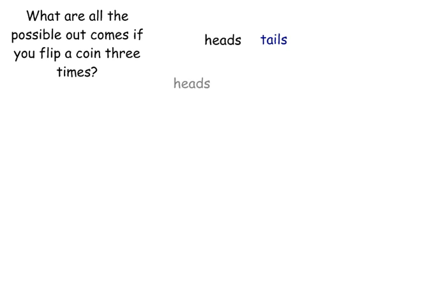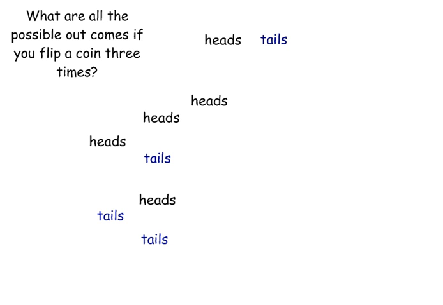On the first flip, we could get heads, or we could get tails. So those go in our first column. The second column will represent the second flip. We could get heads and then heads, or heads and then tails. If we get tails first, we could get tails and then heads, or tails and then tails. On our third flip, we still have the options of heads and tails. So we could get heads or tails. We could get heads, heads, heads, or heads, heads, tails. We could get heads, tails, heads, or heads, tails, tails.